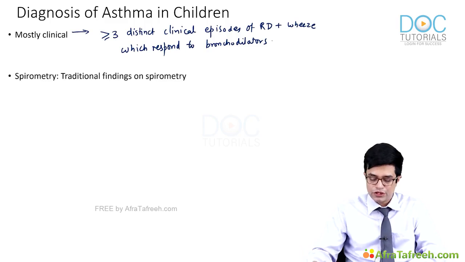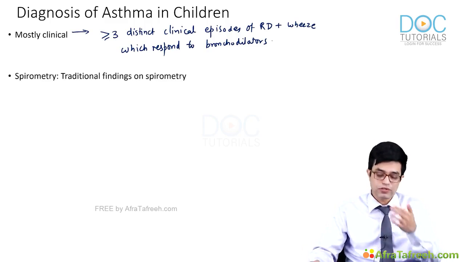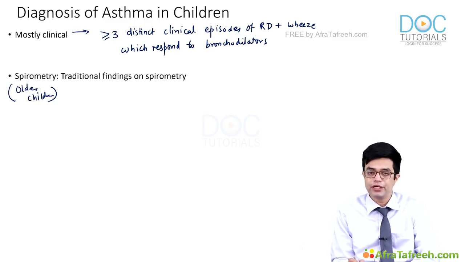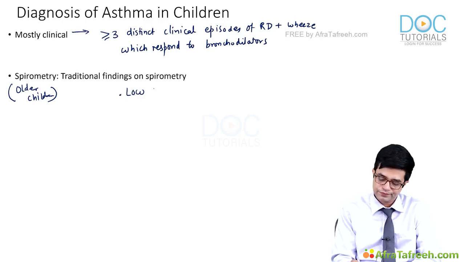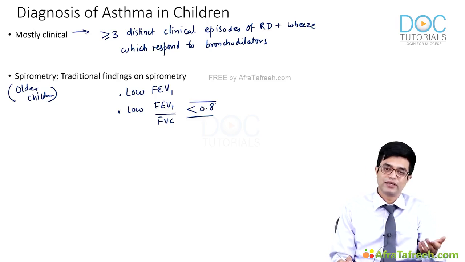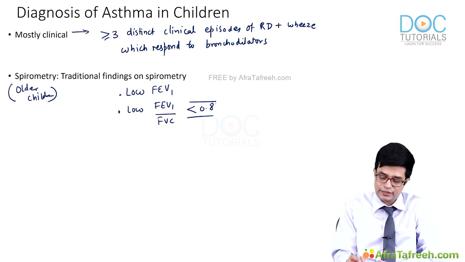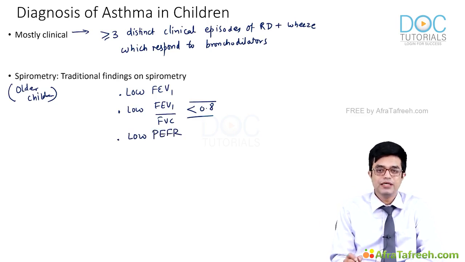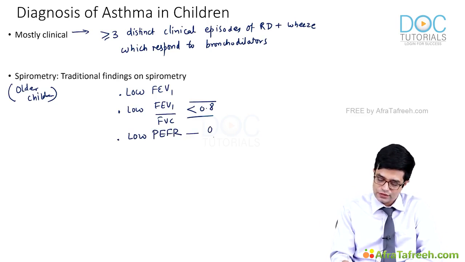Other than clinical, you can also perform spirometry, which is possible only in older children. The traditional findings on spirometry include a low FEV1 and a low FEV1 over FVC ratio, with the traditional cutoff of less than 0.8 taken for both adults and children. It has now been revised, as we will see later. These children are found to have a low peak expiratory flow rate, PEFR, which is often less than 80% of expected in severe cases.